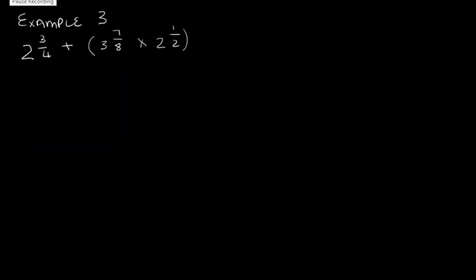Now let's look at a more complex example. We have 2 3/4 plus 3 and 7 over 8 times 2 1/2. What do we know? Which rules apply now? Our BODMAS rules apply. This means that we need to now solve for the brackets first, or simplify the brackets first. Let's do that.